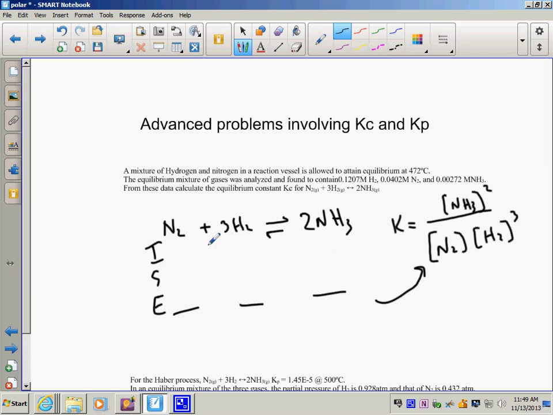problem's answer. A mixture of hydrogen and nitrogen in a reaction vessel is allowed to maintain equilibrium at 472. The only reason this value is here is because K is temperature sensitive. Therefore, they'll usually give a temperature just to show you that we're holding at a temperature. An equilibrium mixture of gases, so notice that it says an equilibrium mixture. That means they're giving you the ending concentrations. It was analyzed and found to contain 0.1207 moles per liter of the H2, N2, and NH3. From these, calculate the constant Kc.